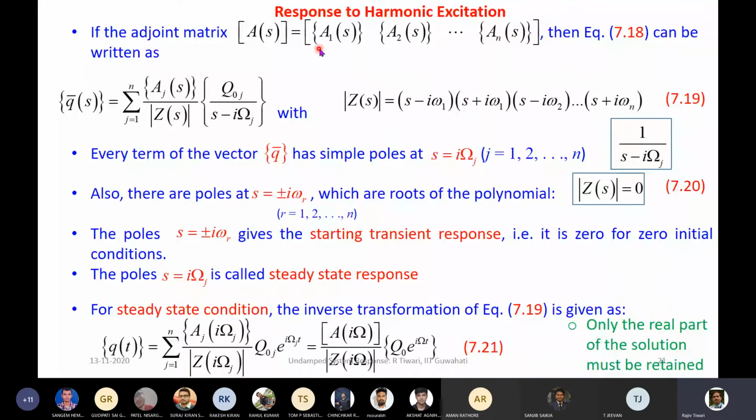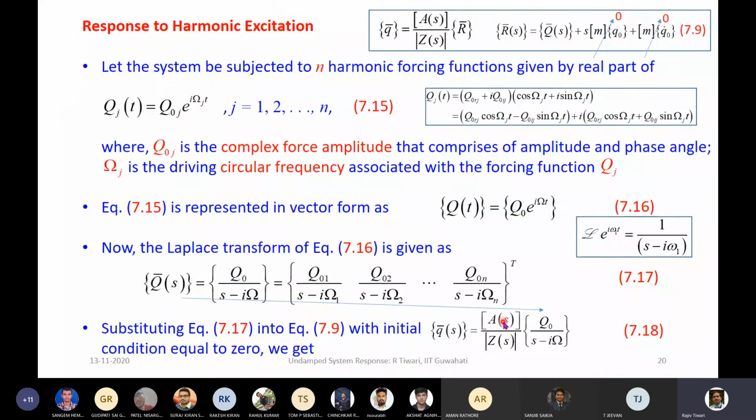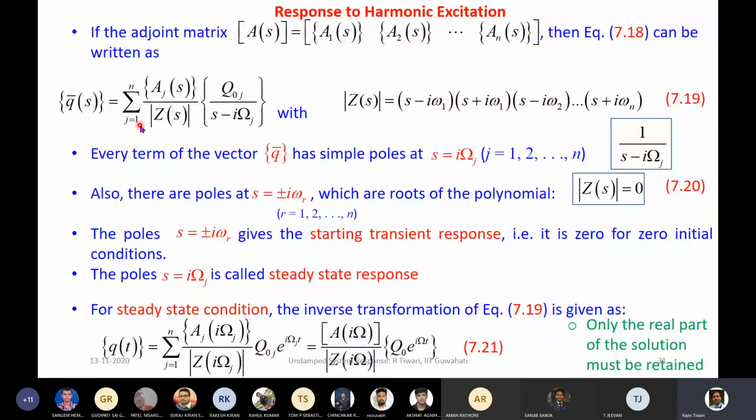So if we substitute that in the previous expression here in place of the matrix, and this is also a vector having n components, then if we multiply this, we'll get it in the form of a summation of n terms, j equal to 1 to n. Z is a constant thing, so this will not interfere here in the subscript, but A will have subscript q and this capital omega will have subscript j.